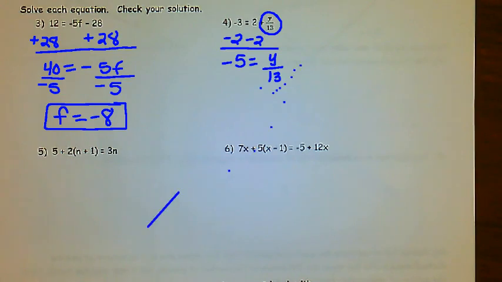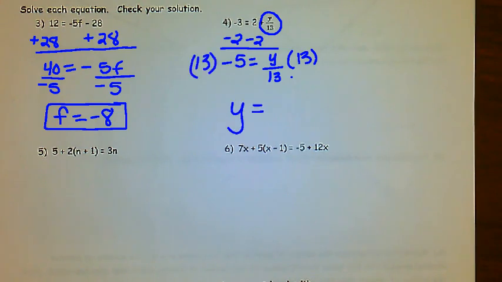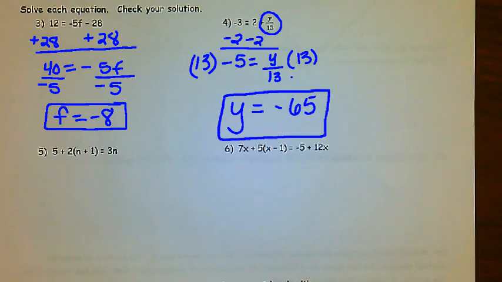Otherwise, you can just multiply both sides by 13. So let's go ahead and do that. And then you should get, so multiply by 13, that cancels, multiply by 13. So that would cancel, and we'll get y equals negative 65. Again, you can do a simple check just to make sure.